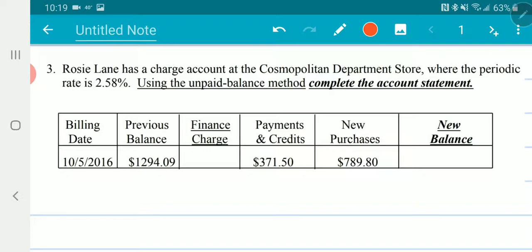So, this question is nice. It gives you a chart. The first few questions in this portion of the Chapter 7 review are all very similar, using this unpaid balance method. I would recommend making your own chart with these same titles on it if you're having trouble keeping track of your numbers.